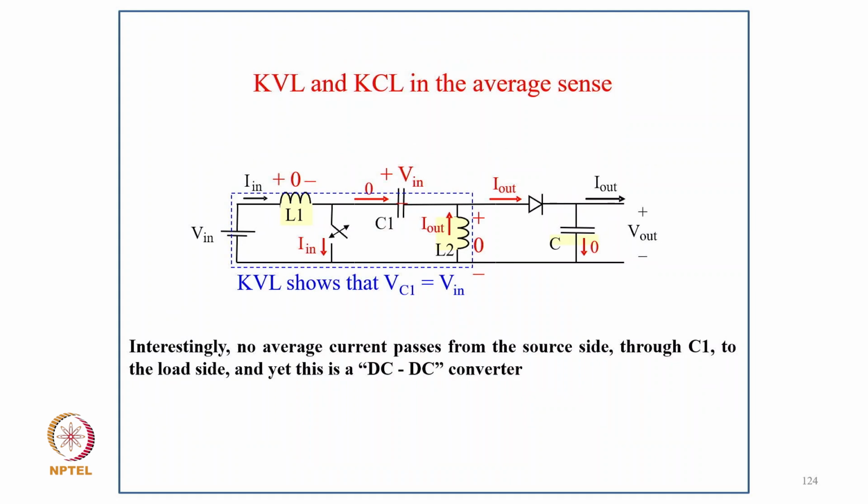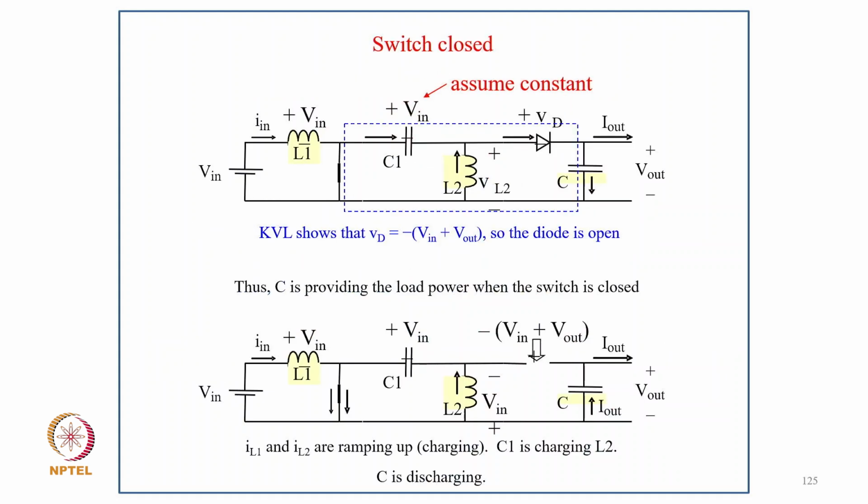So now coming to KVL and KCL, in this average sense, KVL shows VC1 equal to Vin. So interestingly, no average current passes from the source side through C1 to the load side, and this is called a DC-DC converter. And you can see KVL shows here that when the switch is closed, VD equals minus Vin minus Vout, so the diode is open. Thus the C is providing the load power when the switch is closed because the diode is reverse biased.